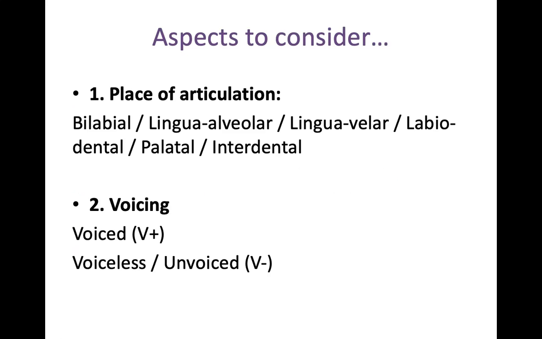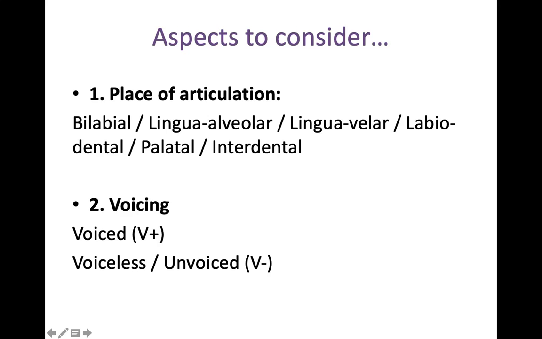Number 1, where in your articulatory system is the sound produced? Is it in your lips? Is it in your pharynx? Is it in your nasal cavity? Is it in your alveolar ridge? Where specifically is the sound produced?